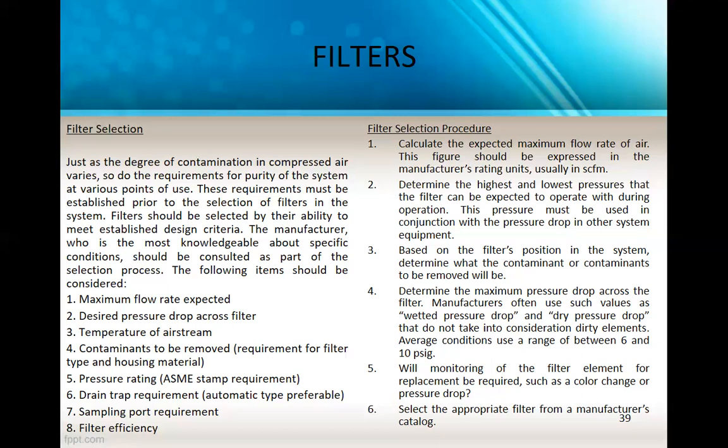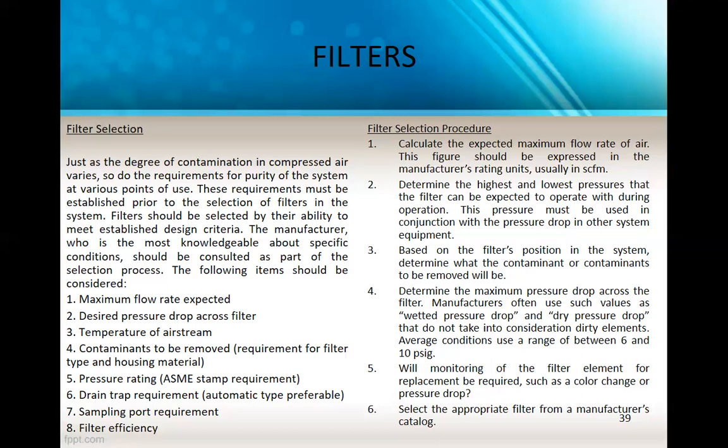Filter selection procedure. Number 1, calculate the expected maximum flow rate of air. This figure should be expressed in the manufacturer's ratings unit, usually in ACFM or free air, standard cubic feet per minute. Number 2, determine the highest and lowest pressure that the filter can be expected to operate with during the operation. This pressure must be used in conjunction with the pressure drop in other system equipment, because you need that to get the pressure drop in the filter.